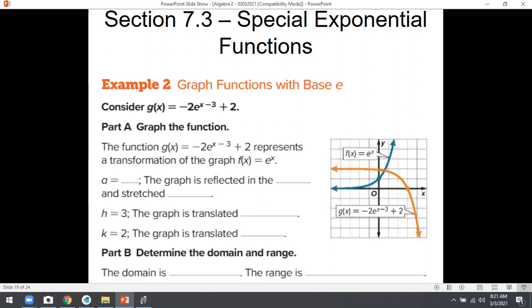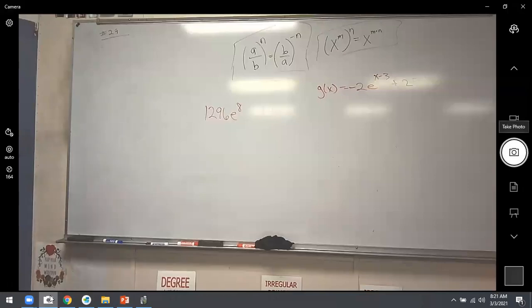And let's practice this one right here. Consider this function: g of x is -2 e to the x minus 3, plus 2. We'll copy down the equation. As much of a pain in the butt it is to figure out what a graph of an exponential is with any base, it's going to be the same pain here. No harder, no easier.